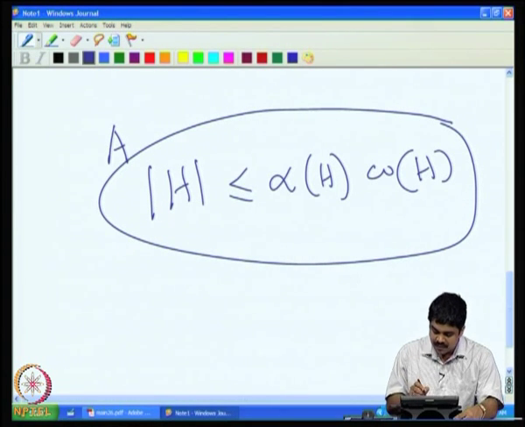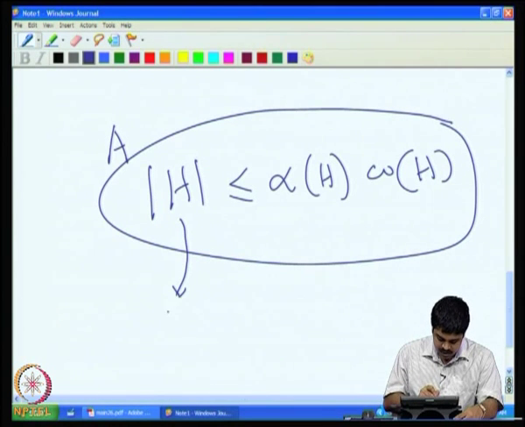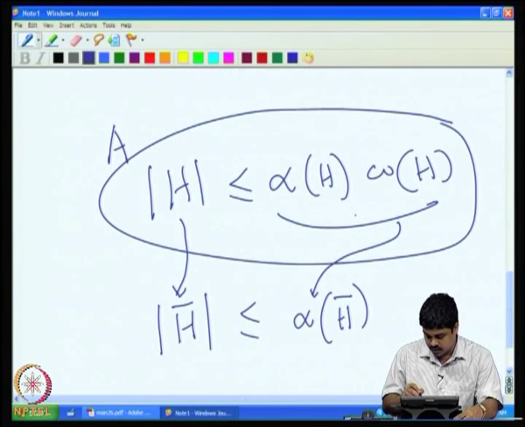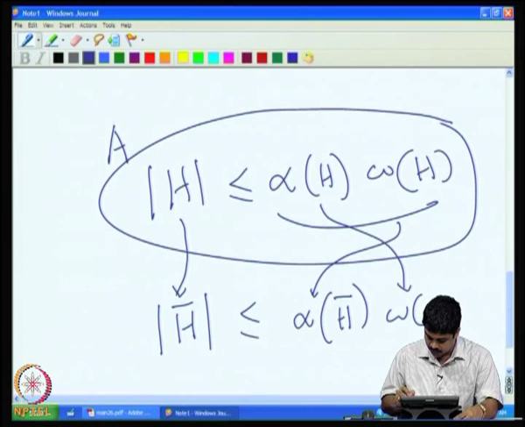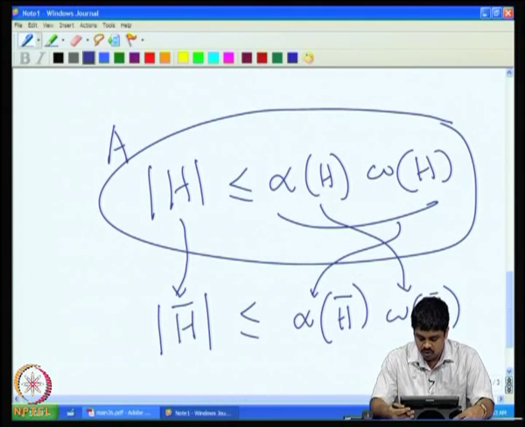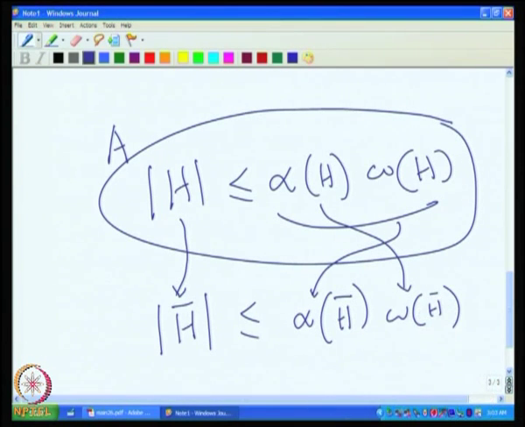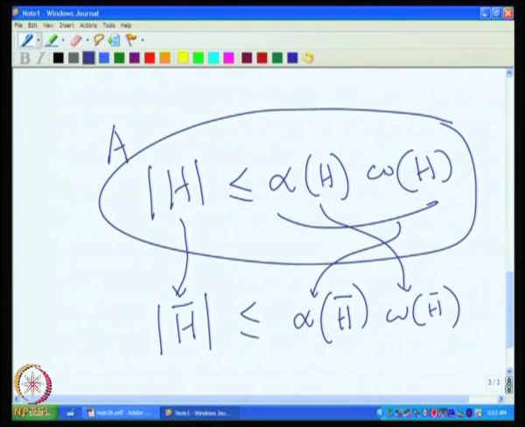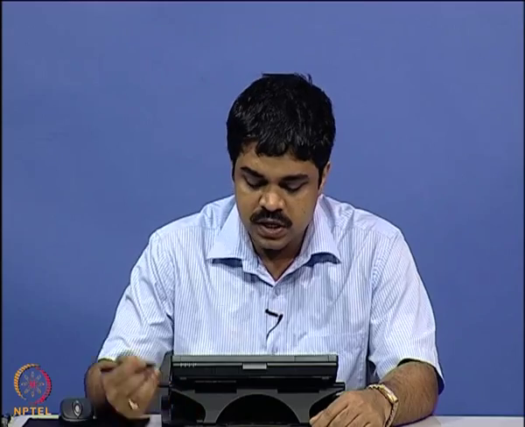This statement is symmetric with respect to the complement and the graph, because for any induced subgraph in the complement, the corresponding induced subgraph will again have the same number of vertices, which will be less than this product. This omega will become alpha of H bar and this alpha will become omega of H bar, because in the complement the independence number of the original becomes the clique number, and the clique number of the original becomes the independence number. So, this product is not going to change, just the meaning of alpha and omega changes. The numbers remain the same, the product remains the same, and the left side also remains the same. Therefore, the inequality will be true for every induced subgraph of the complement also. So, the complement will be perfect, because any graph which satisfies this inequality for every induced subgraph is perfect.